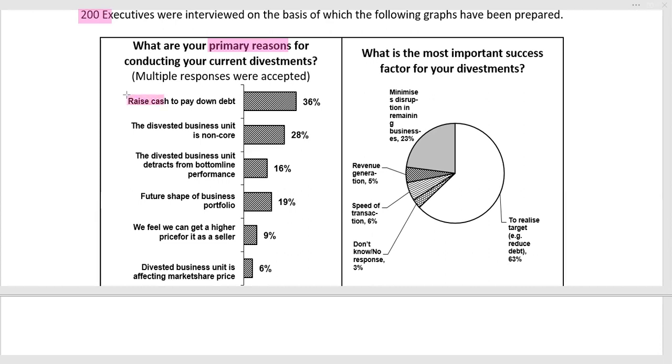One is raising cash to pay down debt. Second is that the divested business unit is non-core. Then there is bottom line performance: the divested business unit detracts from bottom line performance. Future shape of the business portfolio is another reason. We feel that we can get a higher price for it as a seller. And the divested business unit is affecting the market share price. So these are the 6 different primary reasons mentioned.